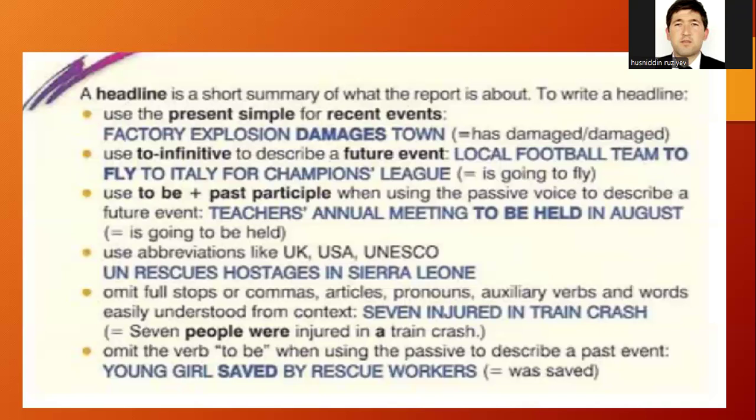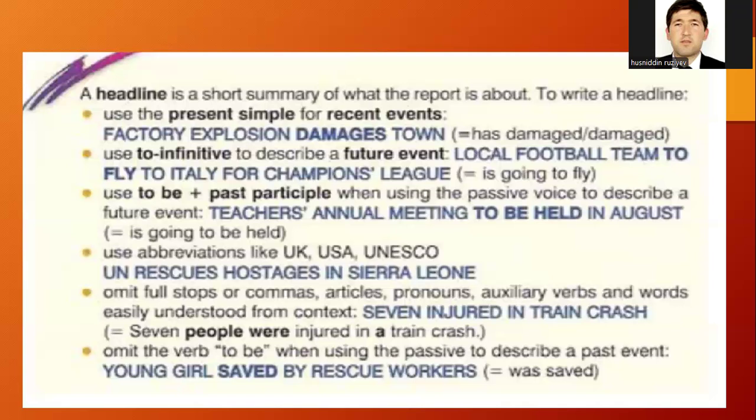It has the same meaning. And then use "to be" plus past participle when using the passive voice to describe a future event. For example, "Teachers' annual meeting to be held in August" means "is going to be held." Also use abbreviations like UK, USA, UNESCO, or UN. For example, "UN rescues hostages in Sierra Leone."